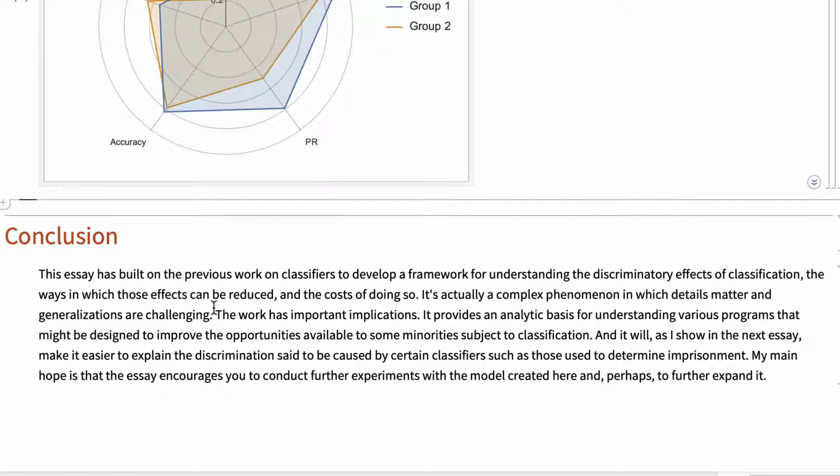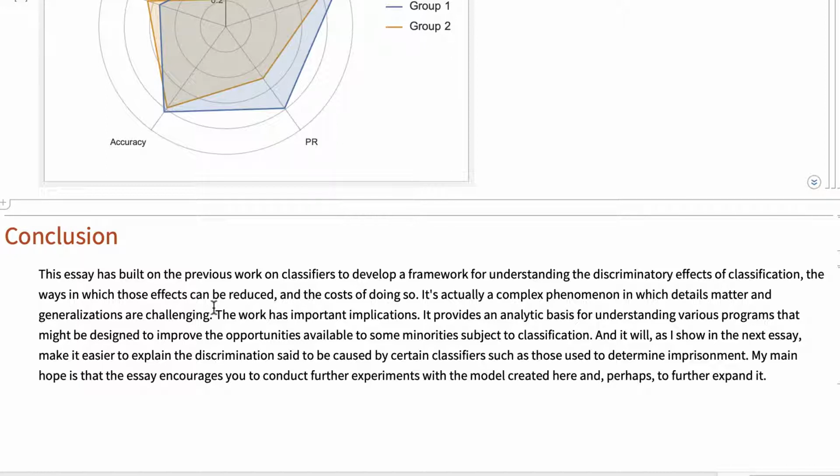But I would say the work has important implications. It gives you an analytic basis for understanding various programs that might be designed to improve the opportunities available to minorities subject to classification. And, as I'm going to show in the next video, which will be considerably shorter, it's going to make it easier to explain the discrimination that we see being apparently caused by certain classifiers. In the next video, I'm going to discuss one that was used to determine parole in prison.